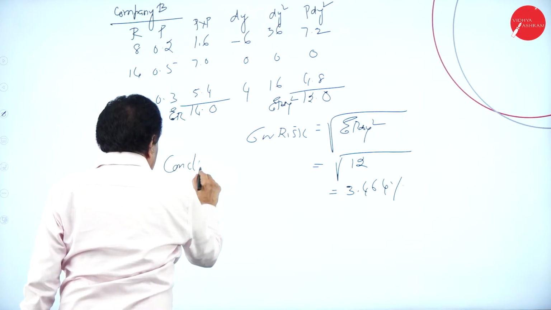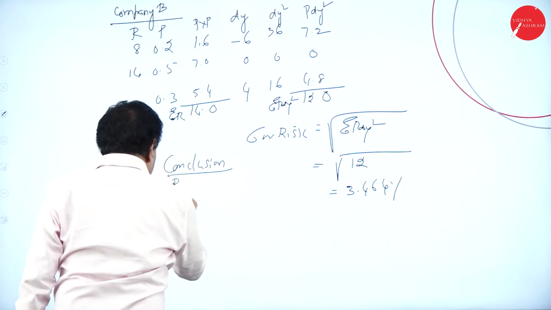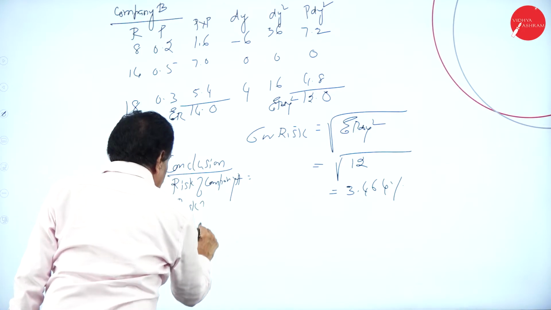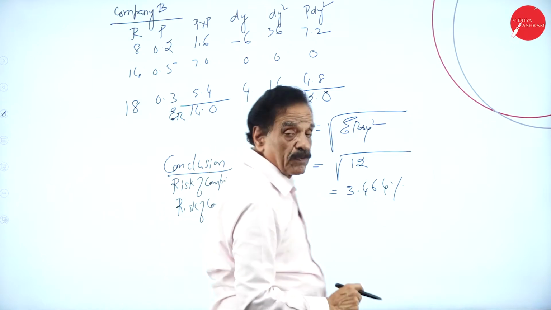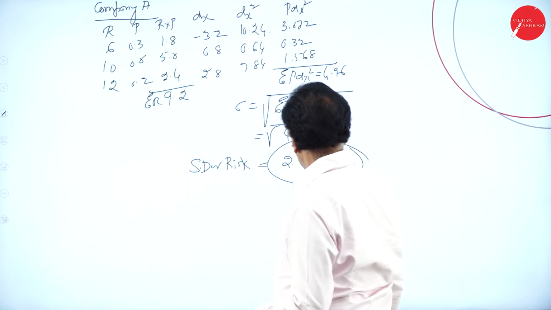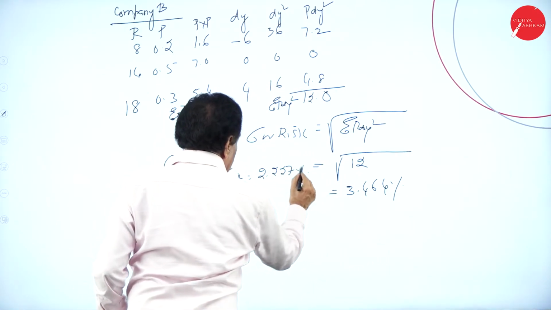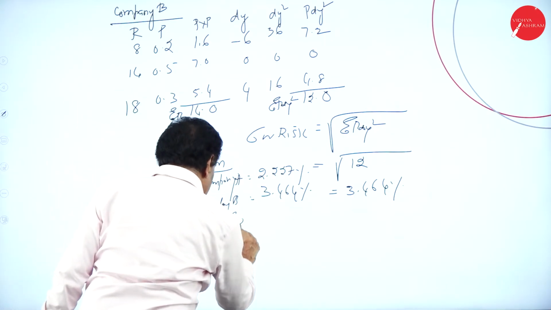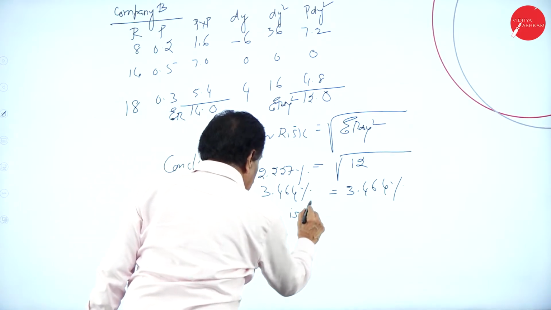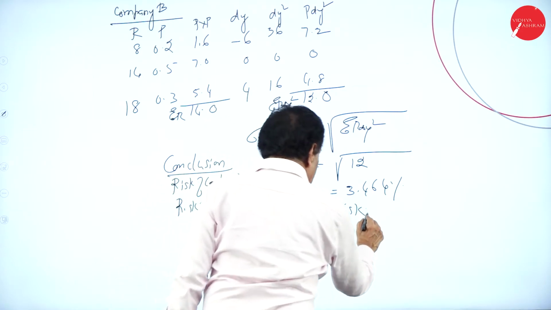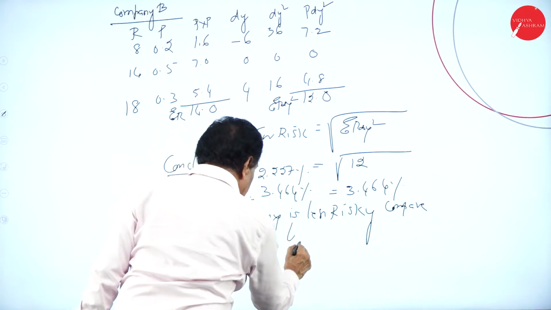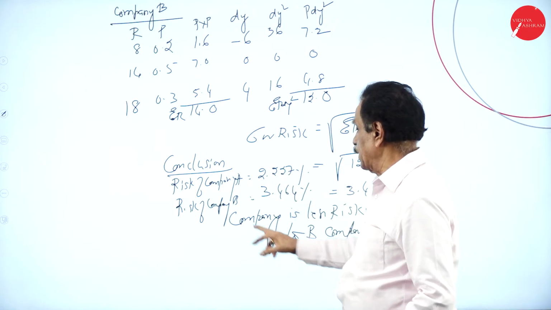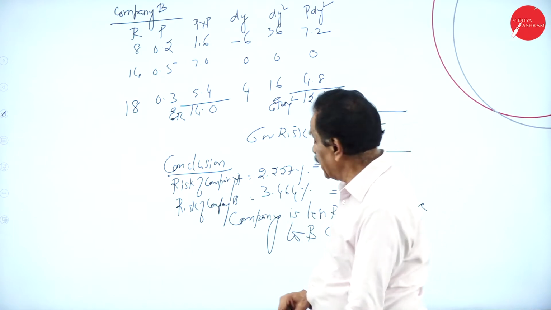Conclusion. Risk of company A is 2.227, risk of company B is 3.464. So, which is less risky? Company A is less risky compared to B company. Compared to B company, A company has got less risk, 2.227. That's the standard deviation. Risk of B is 3.464, which is higher here. Company A is favorable.